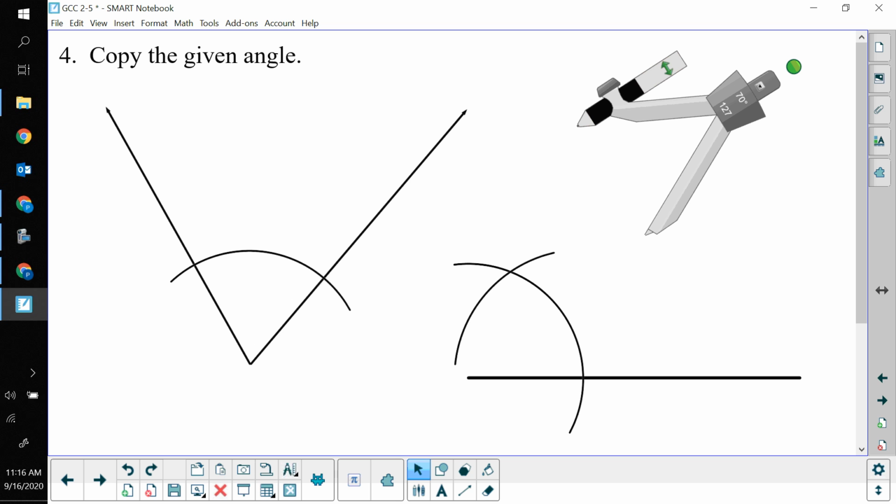That other intersection is where you'll draw a line from the end point through. So using your straight edge, start at your end point, go right through the intersection point, and that is your angle that is copied. We copied a congruent angle of the exact same measure.